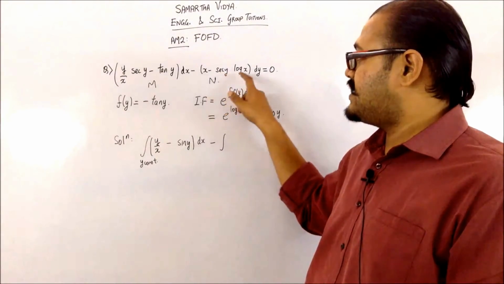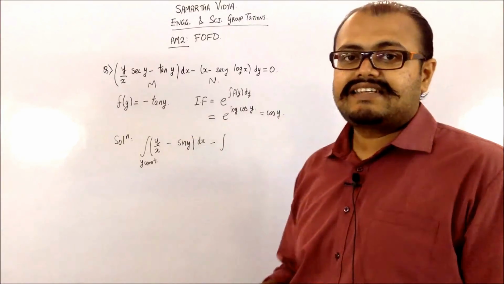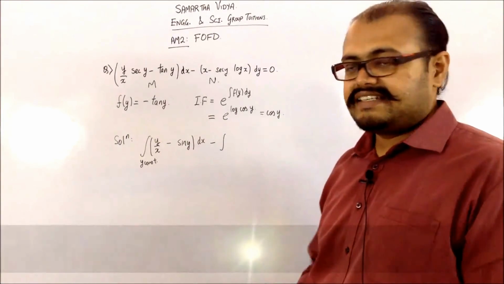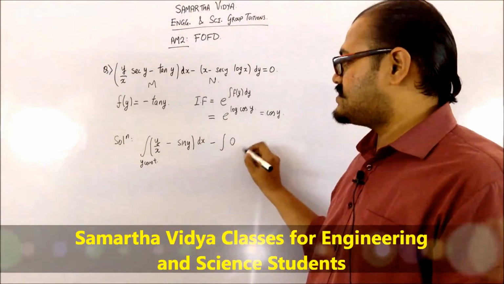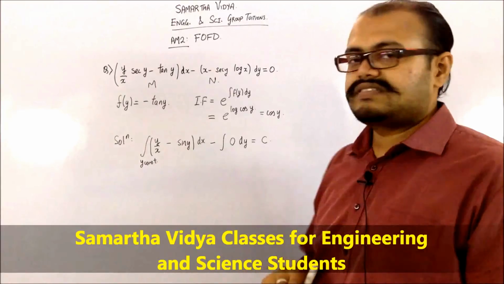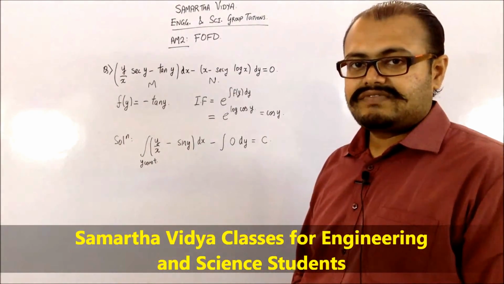We have sec y into log x into cos y, so sec y gets cancelled out, but we are still remaining with a log x. So basically this integration will be nothing but the integration of 0 dy, and this will be equal to c. So we are landing up with just finding the integration of this.